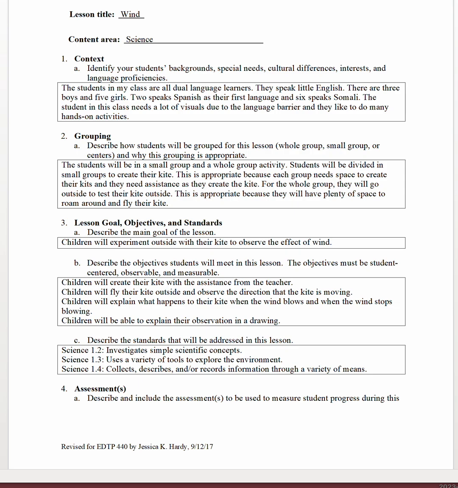The students will be in a small group and whole group. So right there, it tells me you have two separate lessons. So I want you to make a choice there. Which of the activities are you going to have them do? The whole group one or the small group one?